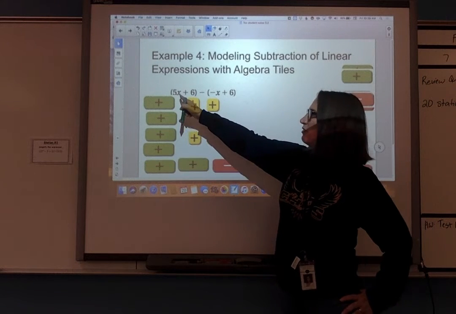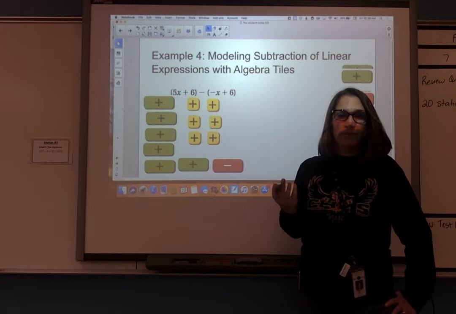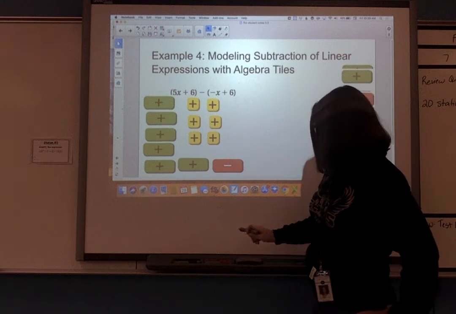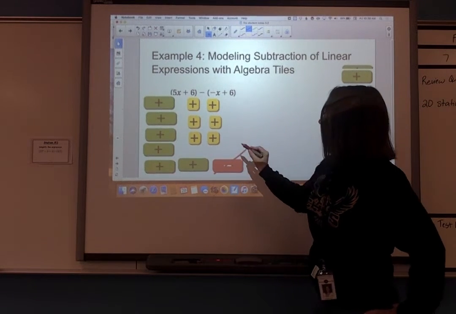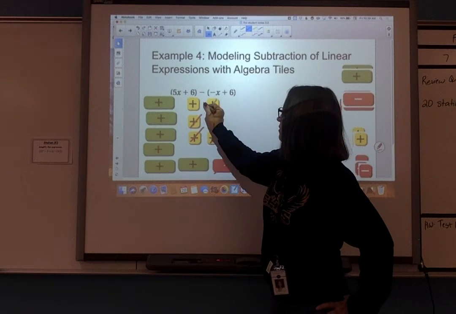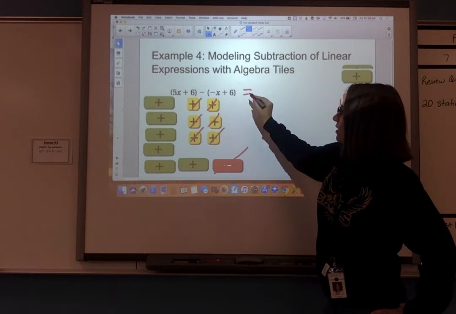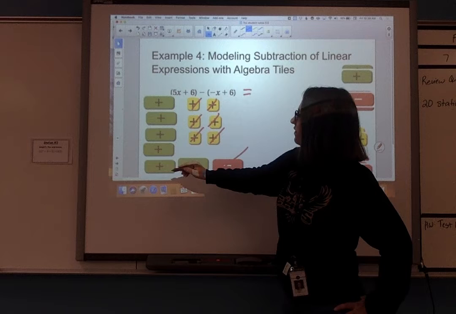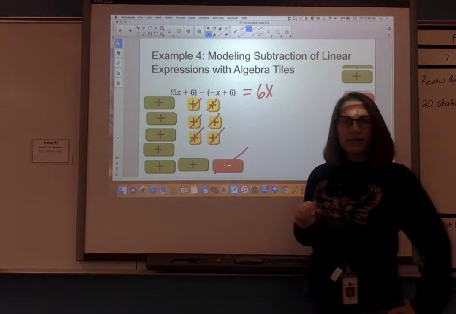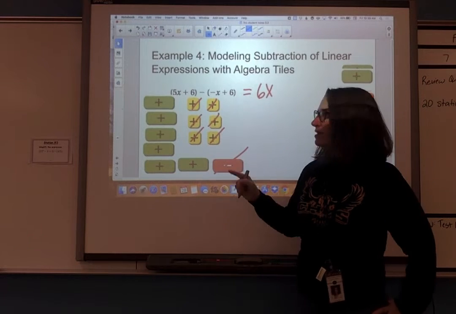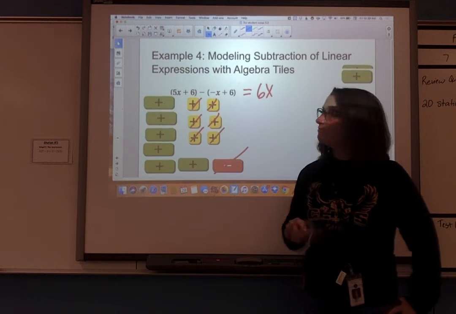So look at this. I'm going to add a positive x and a negative x. Okay, this is still 5x plus 6. I haven't done anything yet. I've just added a 0 pair. Now I'm going to take away a negative x and 6 positive counters. Now I've subtracted negative x plus 6, and what I'm left with is 1, 2, 3, 4, 5, 6 x's. So 5x plus 6 minus negative x plus 6 is just 6x. And we showed that with modeling.